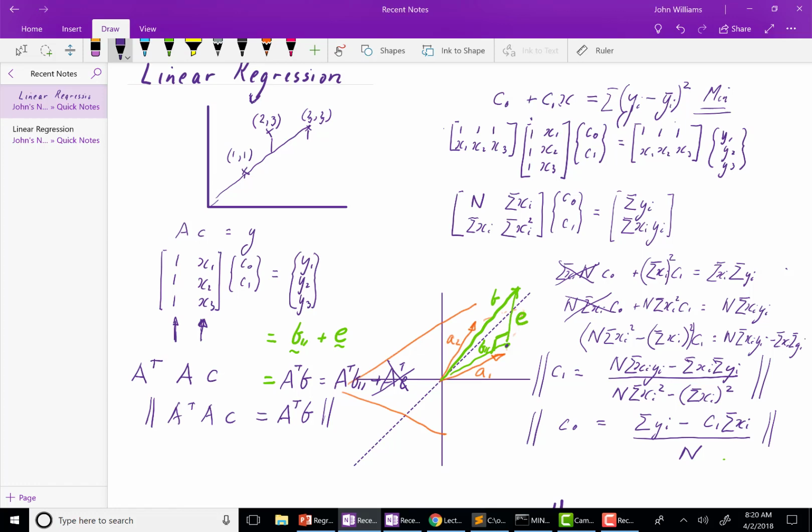Okay, so you're going to program in these two equations, these that are highlighted here, and that will give you the best fit line in a least squares sense.